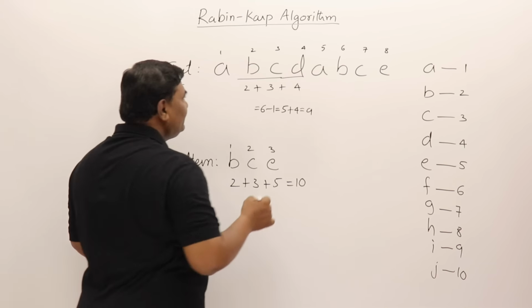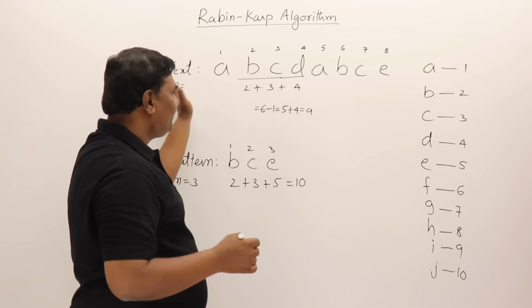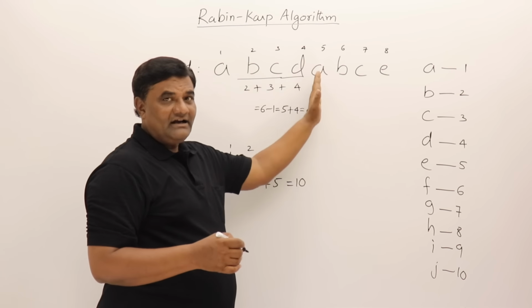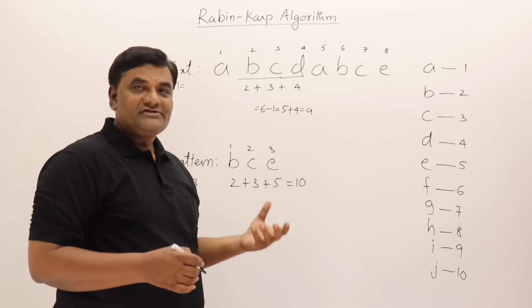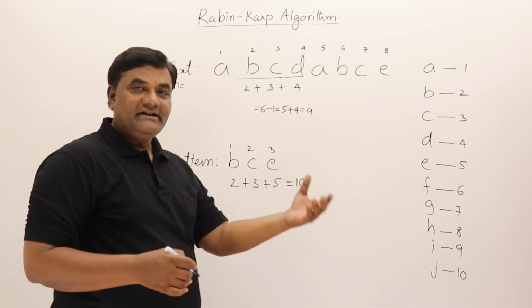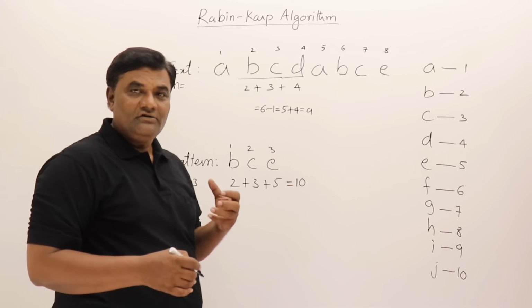So, in this way, the letter that we are skipping, we can subtract its code, and the letter that we are adding, we can add this code. So, in this way, we can get the hash function or hash code for the next set of characters easily in constant time.